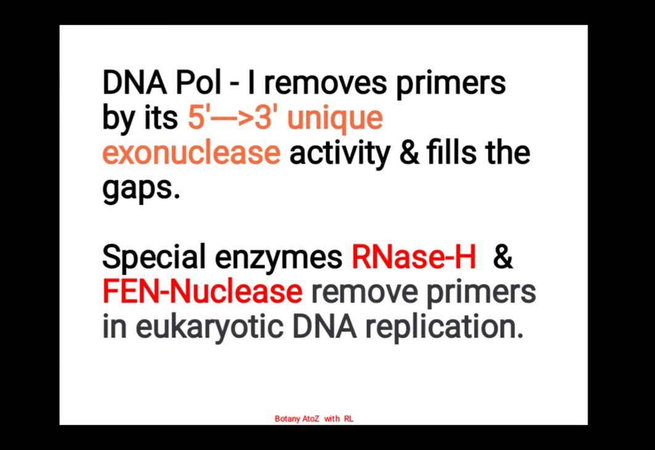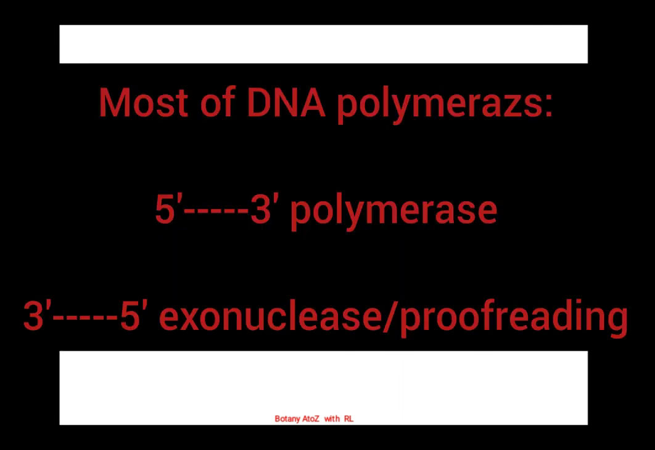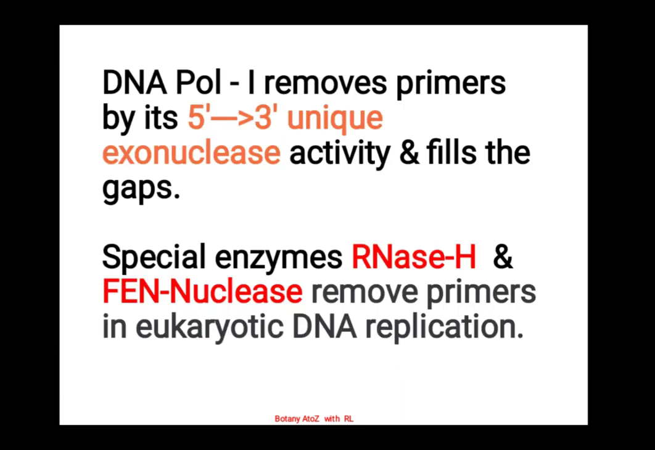Removal of primers. Since there are primers formed during replication, and they are RNA in nature, they need to be removed. DNA polymerase I in prokaryotes is unique in that it has 5'-3' exonuclease activity. As you know, most DNA polymerases have 5'-3' polymerization activity, that is, they add nucleotides in the 5'-3' direction. Plus, most of them have 3'-5' exonuclease activity. That is, they remove incorrect nucleotides in the opposite direction, 3'-5'. They look back and remove those nucleotides.